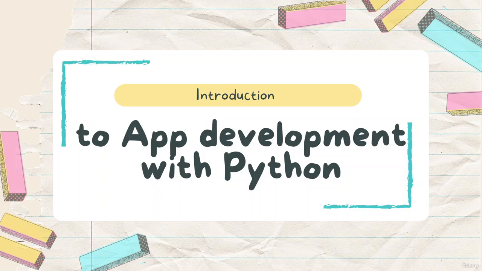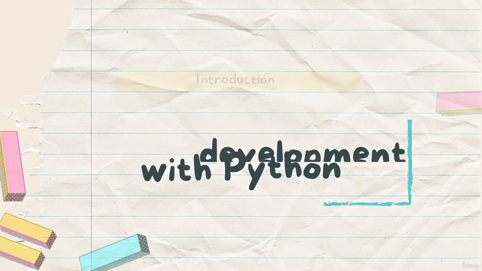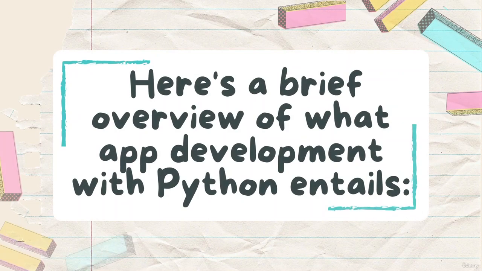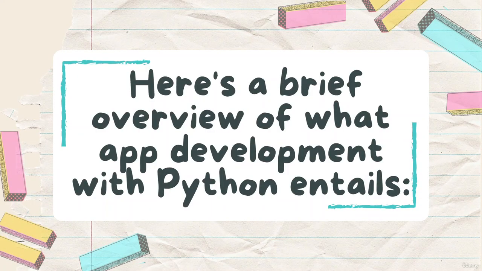In this class, we're going to learn a bit about what app development is with Python. So, what is app development with Python? App development with Python involves using the Python programming language to create applications. Python is a versatile language known for its simplicity and readability, making it an excellent choice for both beginners and experienced developers. Here's a brief overview of what app development with Python entails.